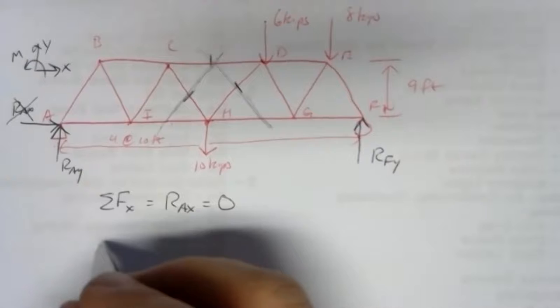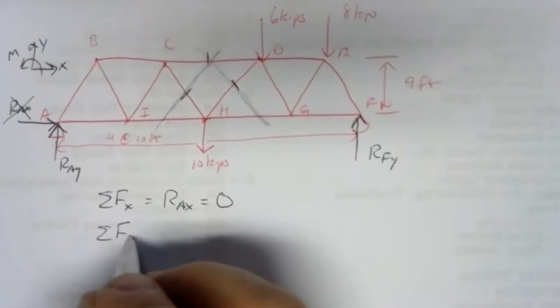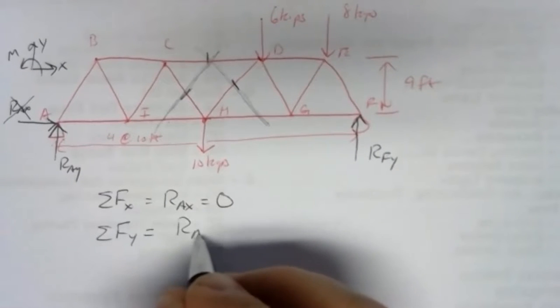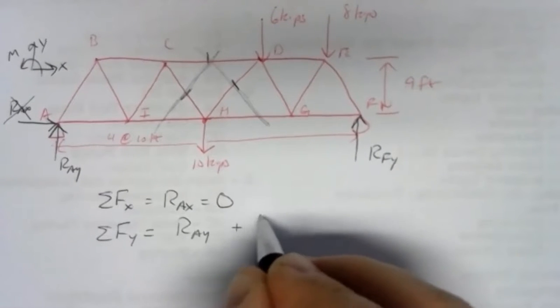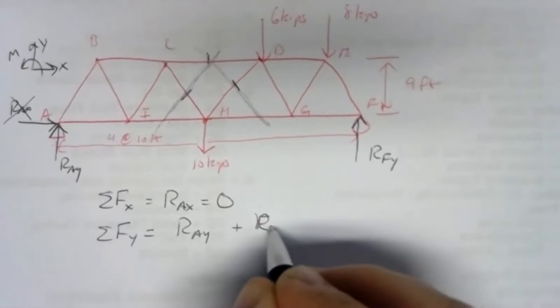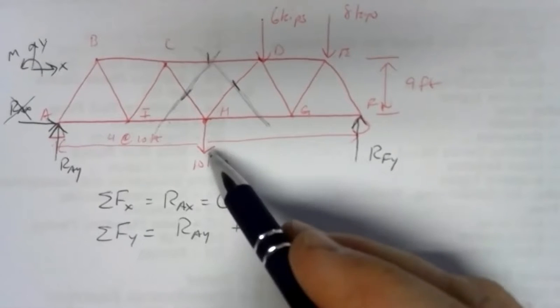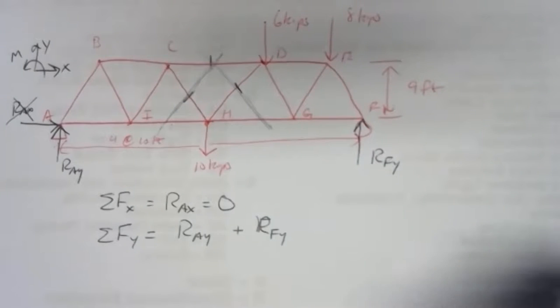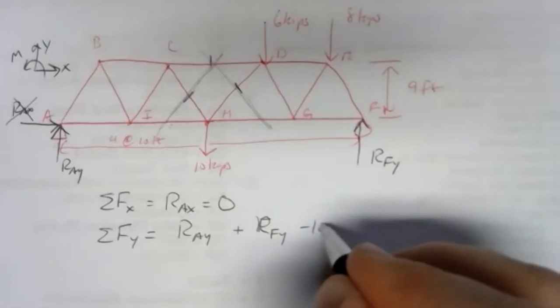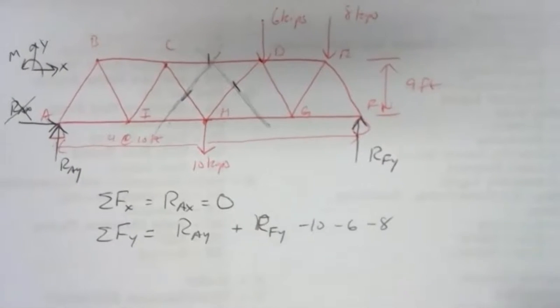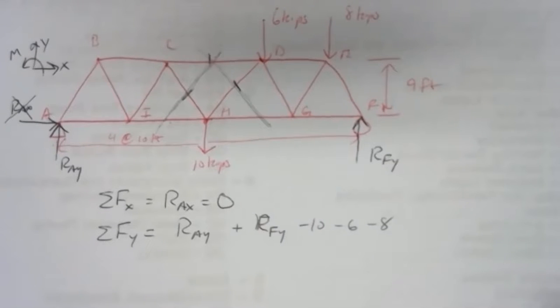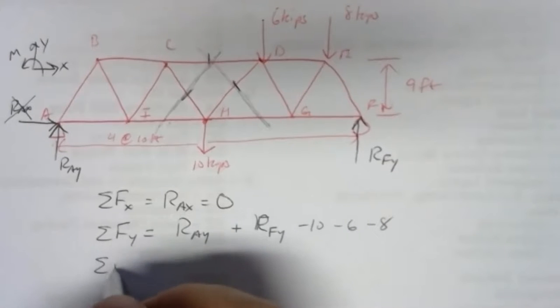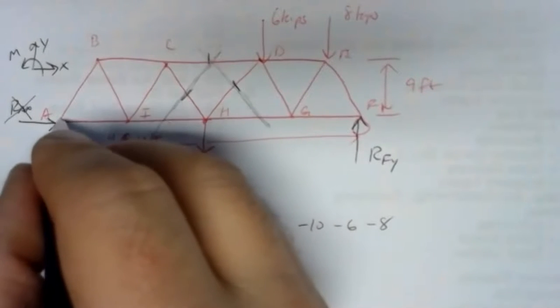So RAX is 0. Sum of forces in the y direction, we've got a positive RAY, we've got a positive RFY, then we've got -10, -6, and -8. And then we need moments about a point, and may as well pick point A.